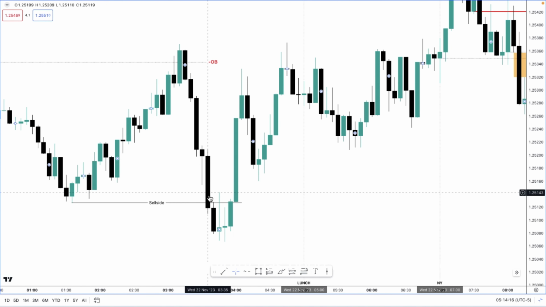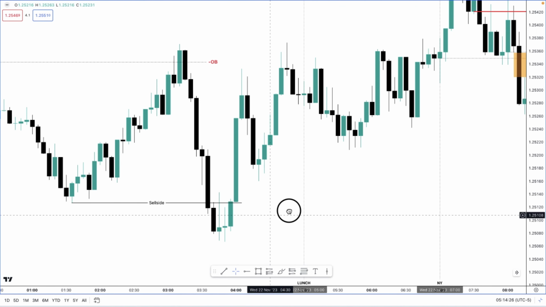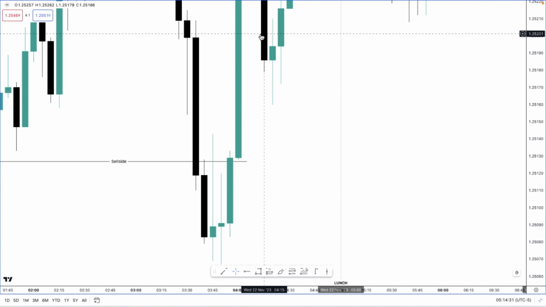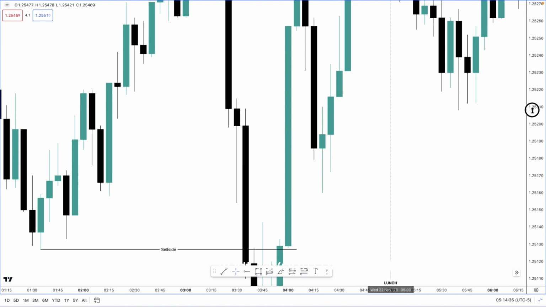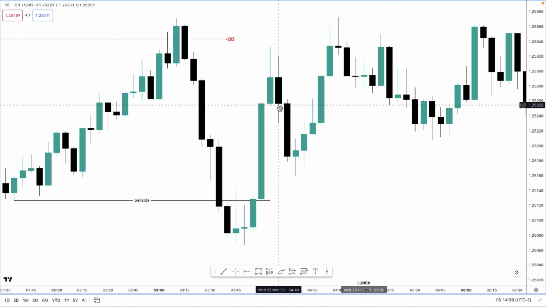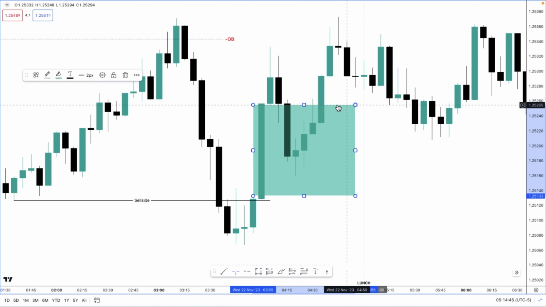After sell side liquidity has been taken out, you wait for price, on whatever time frame you're looking at. I'm looking at the 5 minute. You wait for price to close above the low. Does it close above the low? Here, yes it does. You wait for a fair value gap to form. Does it form a fair value gap? Yes it does. Then you buy the fair value gap. Here's the fair value gap. You can buy the fair value gap.